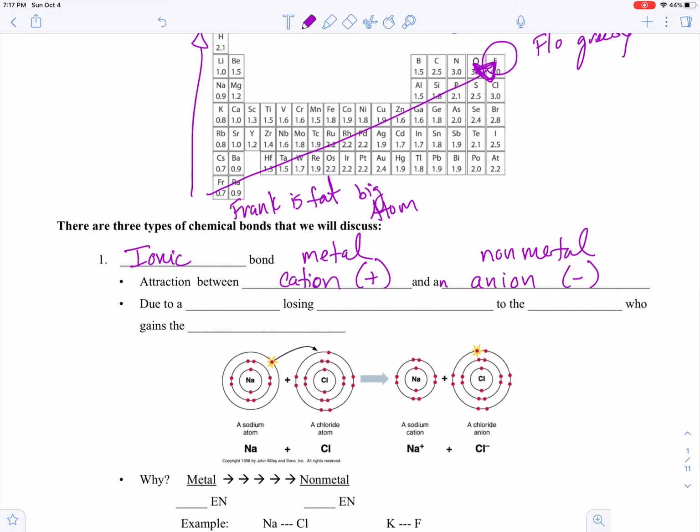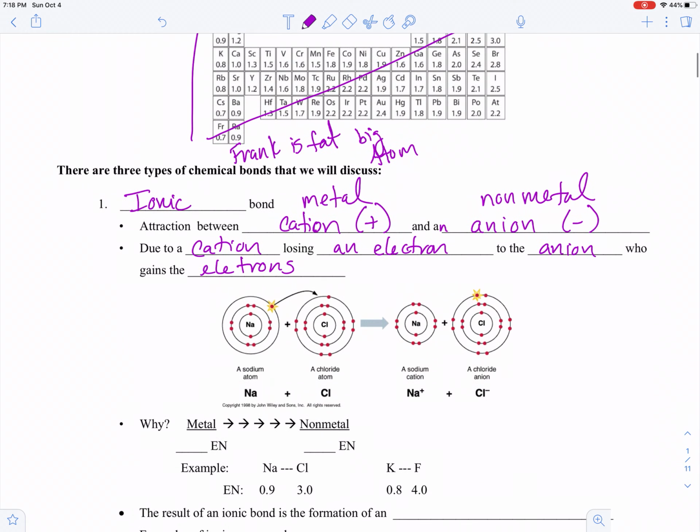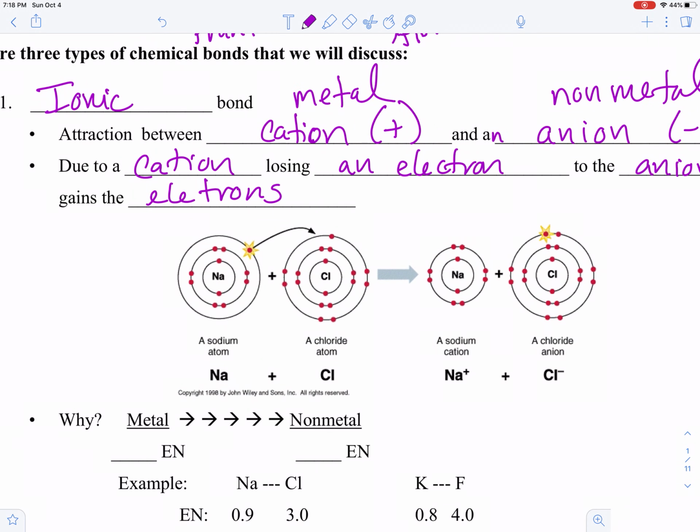So this happens due to the cation losing an electron. That's how we become positively charged, to the anion, who then ends up gaining the electron, or electrons. It can be more than one. So here is an example of that happening. Sodium, remember, has one valence electron, and so it's going to want to get rid of that one valence electron.